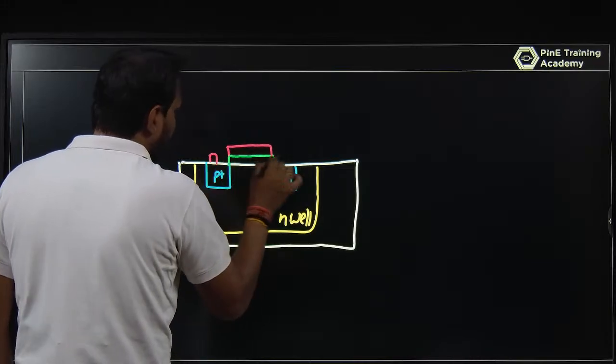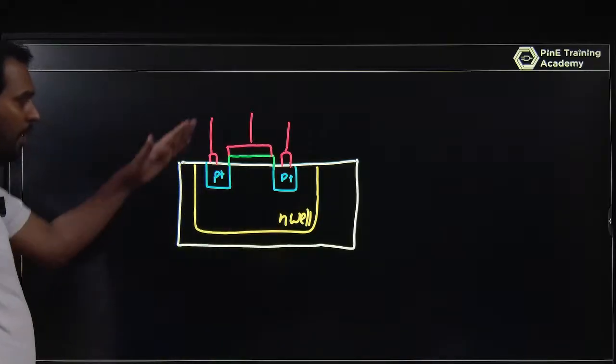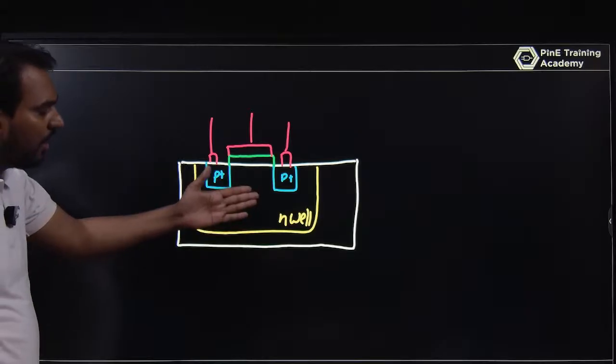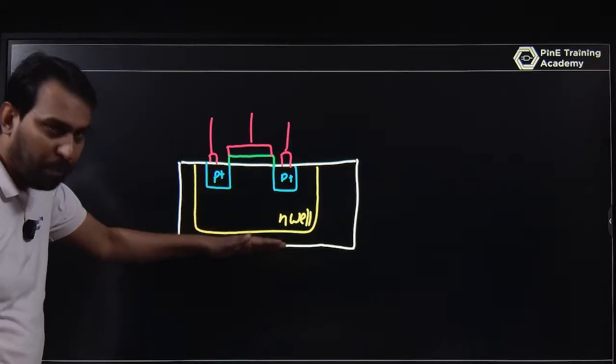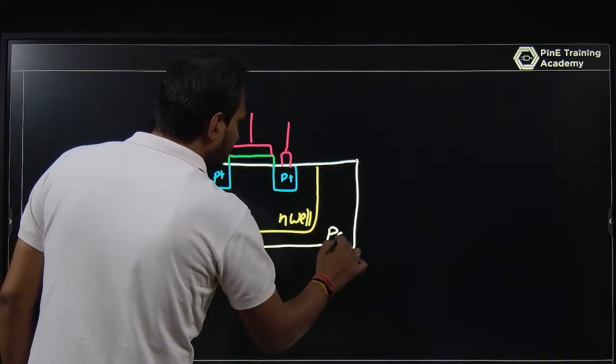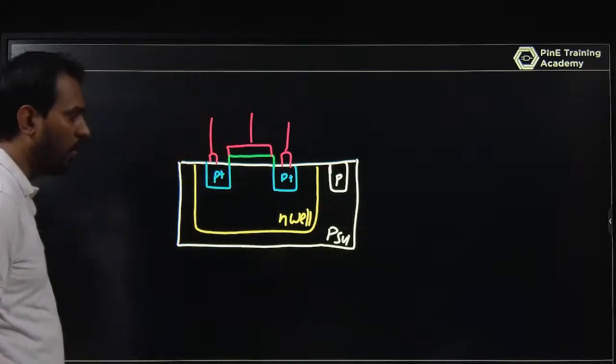This is metal, this is metal, this is metal. Metal oxide semiconductor. And of course the N-well, that PMOS is possible only in an N-well. And this is P sub, that is P substrate. Okay, and this is N-well.